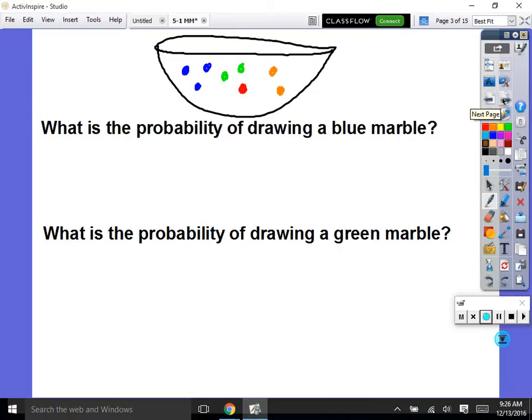What is the probability of drawing a blue marble on the first draw? It's not a trick question. 3 out of 8. Does everybody understand why? Okay, awesome. And what's the probability of drawing a green marble? I'm just making sure we're understanding probability. Everybody good with that?